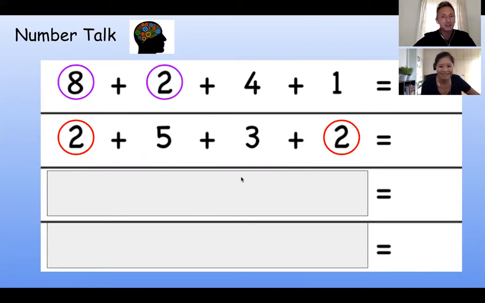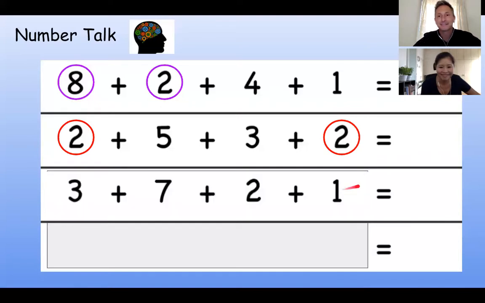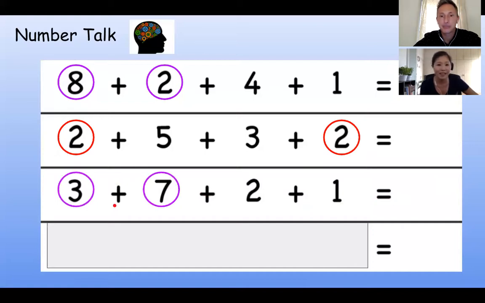Let's see if we can add up this next one quickly, and I won't give you any clues for the next one. All right, spot for doubles or making 10. Can you spot them? Oh, I spotted. Ready? Here we go. I spotted 3 and 7. Combination of 10 or friends of 10. That's 10. Plus 2 plus 1 is 3. So 10 plus 3, 13.